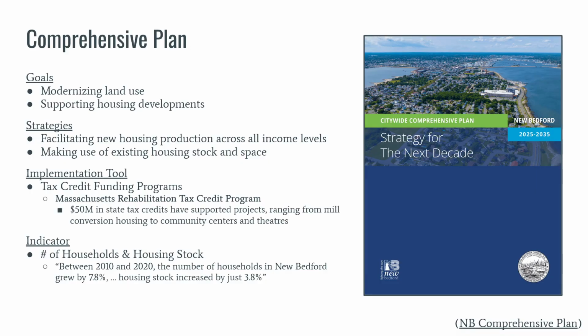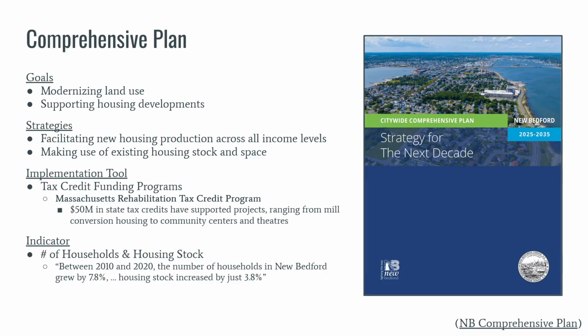Some implementation tools for their project. The primary one is tax credit funding programs, a particular case of which is the Massachusetts Rehabilitation Tax Credit Program. This has allocated around $50 million in state tax credits, supporting things like mill conversions, but also community centers and theaters and other general community projects.